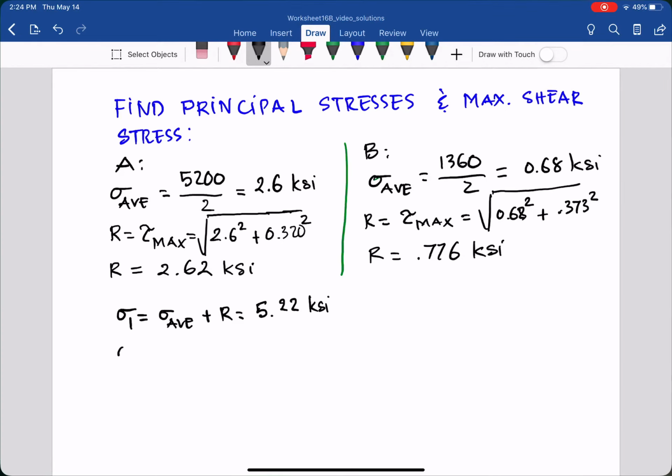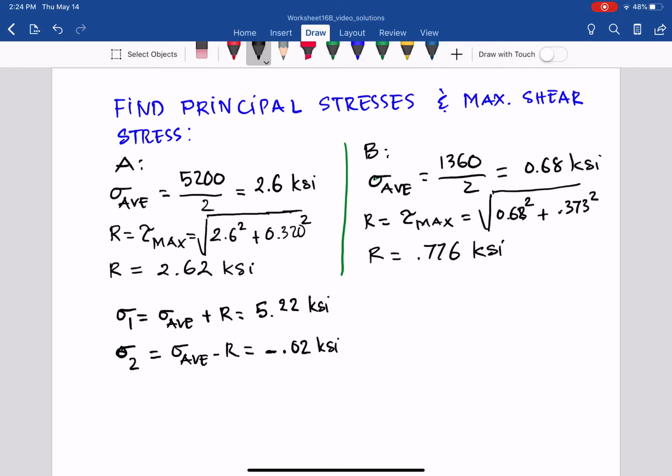ksi. And sigma 2 equals sigma average minus radius, so 2.6 minus 2.62, which will be negative 0.22 ksi. And tau max we already have there. Tau max equals 2.62 ksi. And of course you can find the other side.